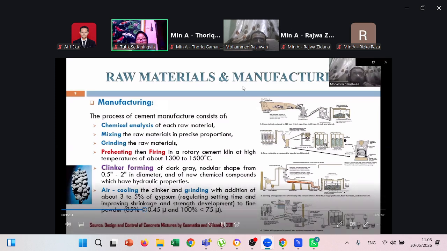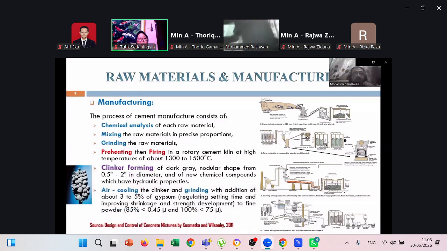Gypsum also improves shrinkage and strength development of the mortar or concrete produced. The grinding or fineness of the produced clinker may be 100% passing minus 75 microns.